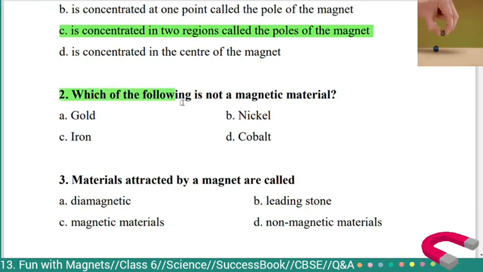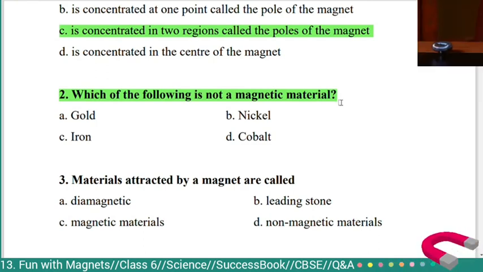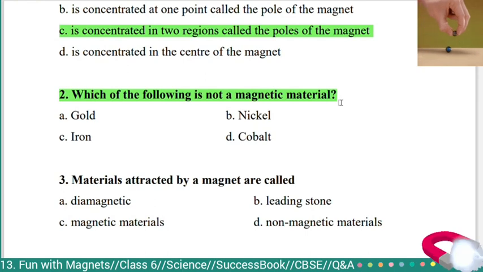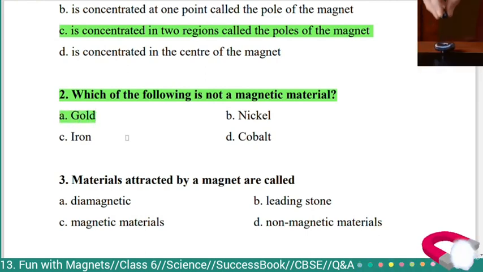Second question. Which of the following is not a magnetic material? Options are A. Gold, B. Nickel, C. Iron, D. Cobalt. Here the correct answer is option A. Gold. It is not a magnetic material.